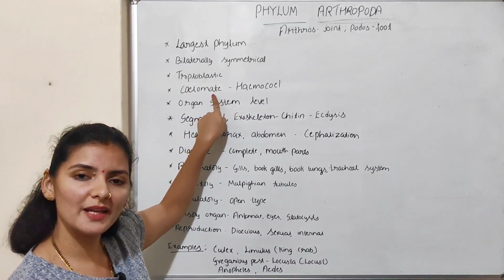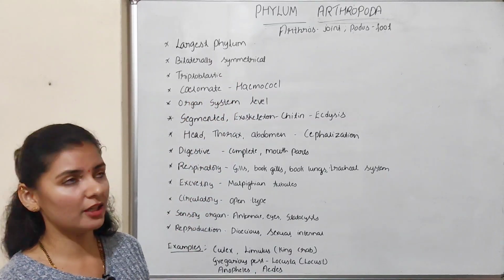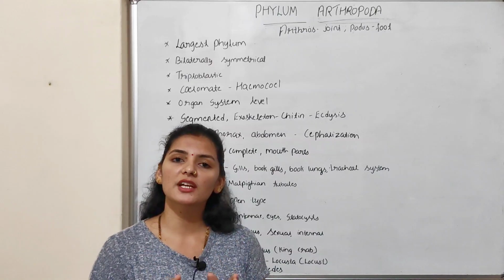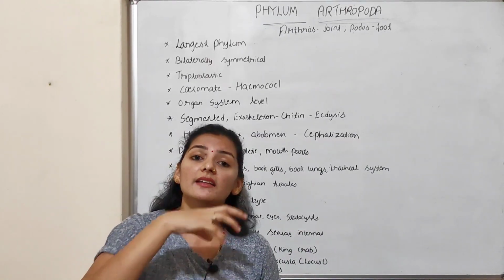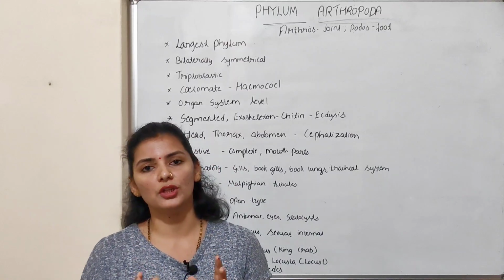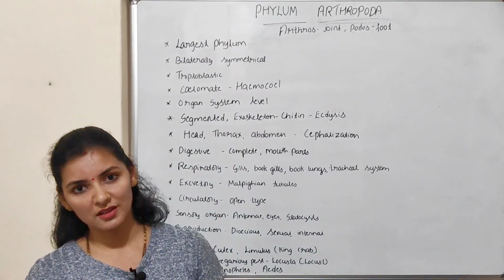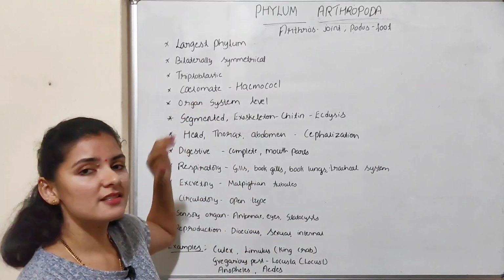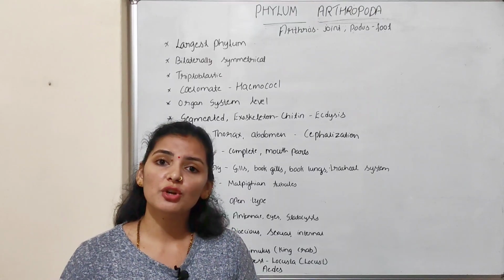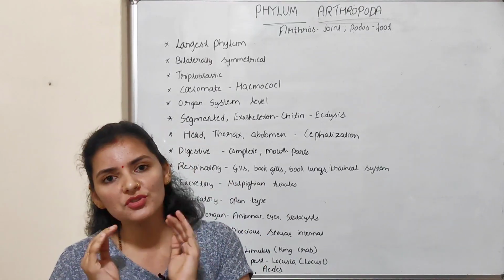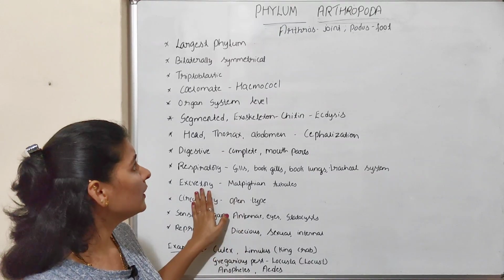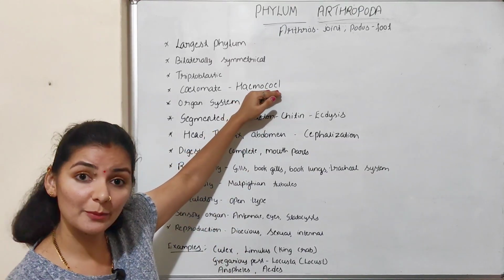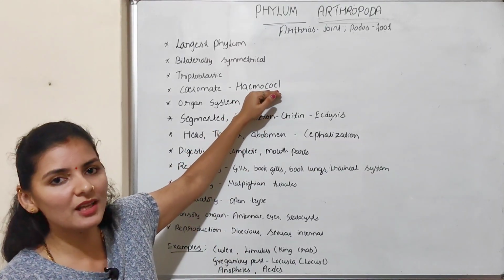They are coelomates. Coelom means body cavity. So these organisms have a body cavity or coelom between the gut and the outer epidermis, and this coelom is lined by mesoderm. So a true coelom is present in this organism. That's why they are coelomates. In the case of arthropods, this coelom is reduced in size and it is filled with blood. That's why the coelom in arthropods is called haemocoel, because it is filled with blood.